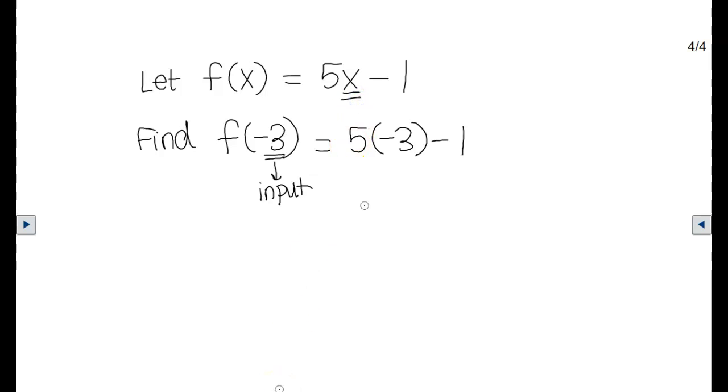And then I just do what the function equation says. First, I'll do 5 times negative 3, which is negative 15, minus 1. And when I do negative 15 minus 1, I get negative 16. So negative 16 would be my answer.